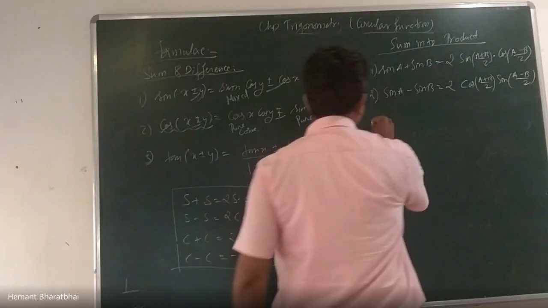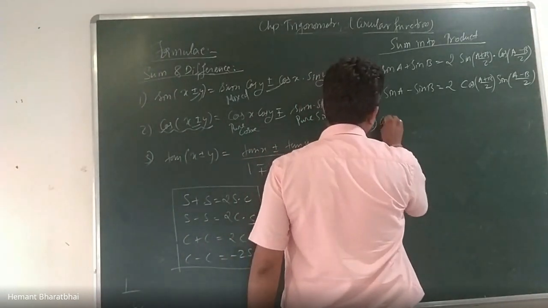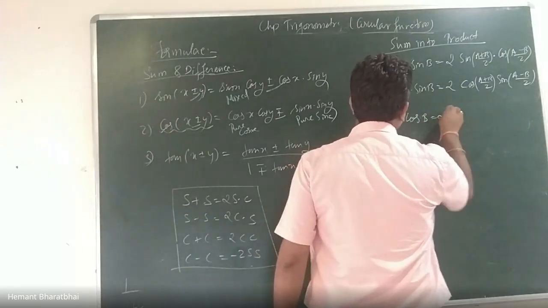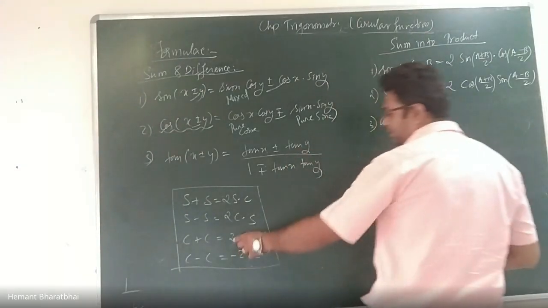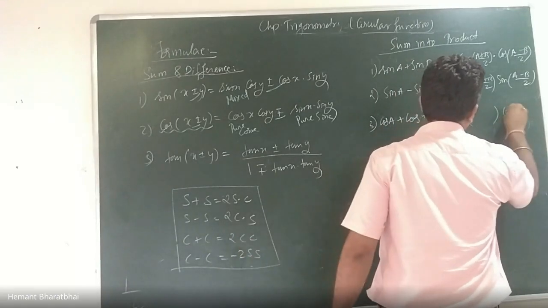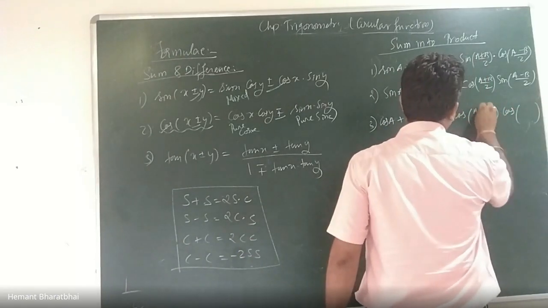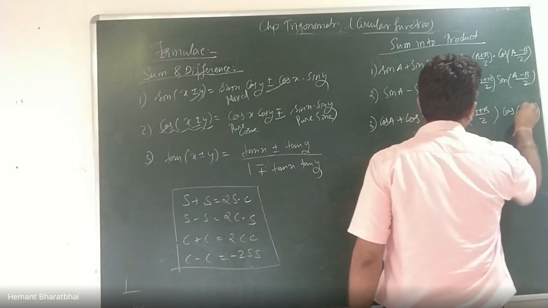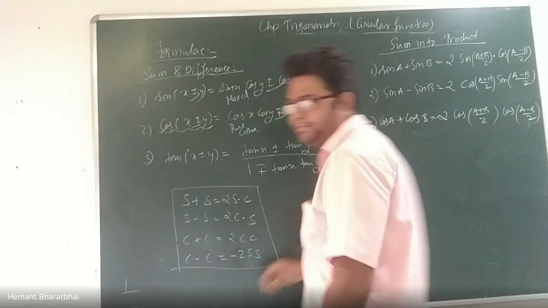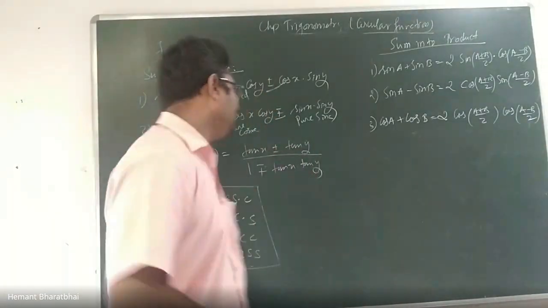Next, C plus C. The third formula, cos A plus cos B, will give me 2 times CC. So this will be cos and this will also be cos. The first term should always be written as A plus B by 2. The second term should always be written as A minus B by 2. Easy to remember.